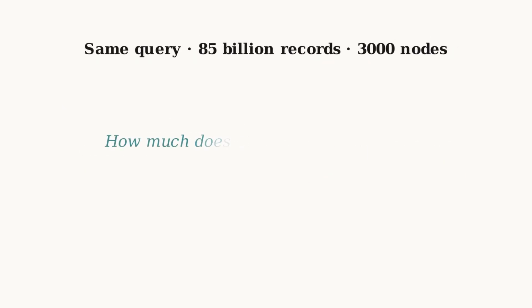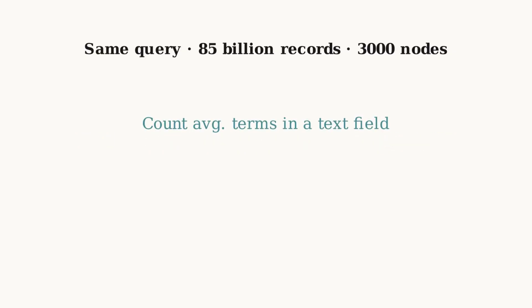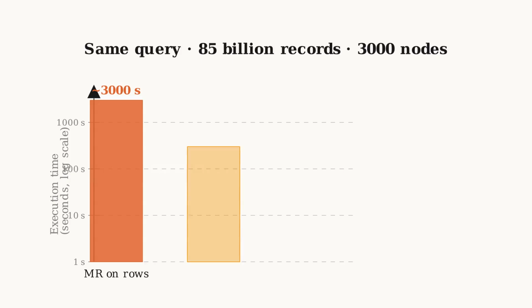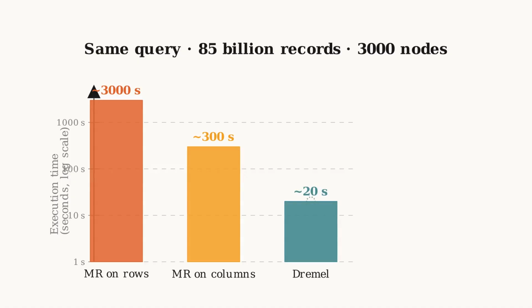How much does all of this actually help? Consider one experiment. Count the average number of terms in a text field across 85 billion records. MapReduce on row-oriented storage, hours. MapReduce switched to columnar storage, minutes. Dremel on columnar storage, seconds. 2 orders of magnitude, one from the storage format, one from the execution model. And notice, MapReduce itself gets faster with columnar storage. Column stores aren't just for databases.